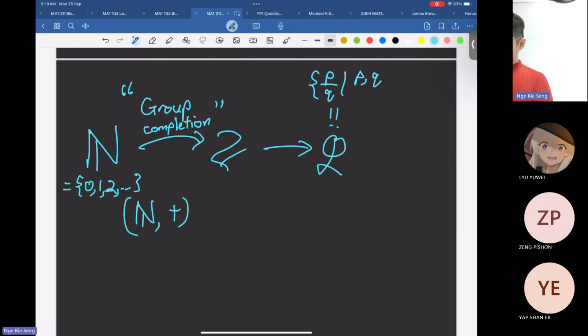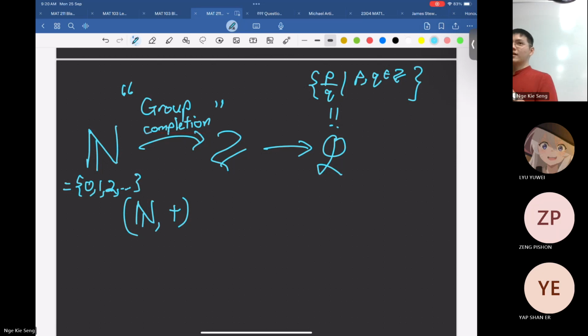Okay, P and Q are integers. Okay, so how do we get to here? So P over Q is what? Division. So how do we produce division? I just said a moment ago: inverse.